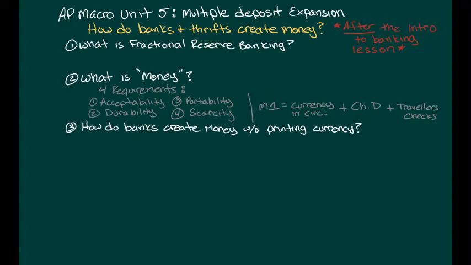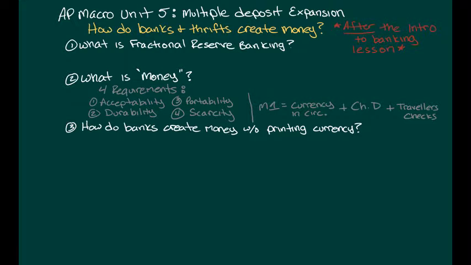Requirement number 3, money has to be portable, meaning that this money has to be something you can reasonably be expected to walk around with. This is why my car isn't money. It's just not portable. I can't walk around and take my car into Target and break off pieces of it to pay for groceries or something like that.